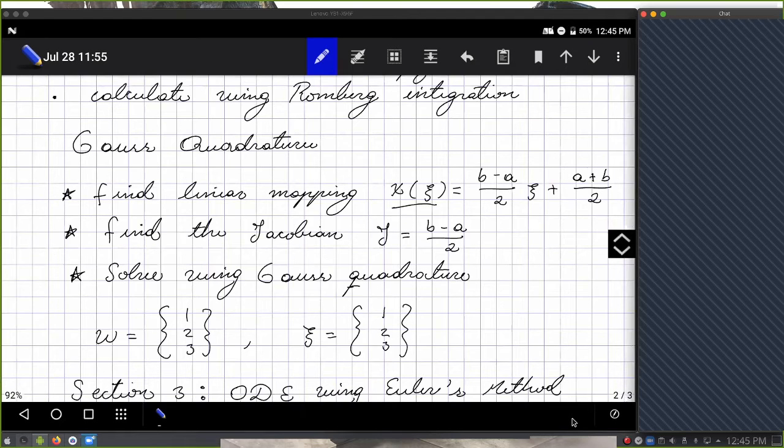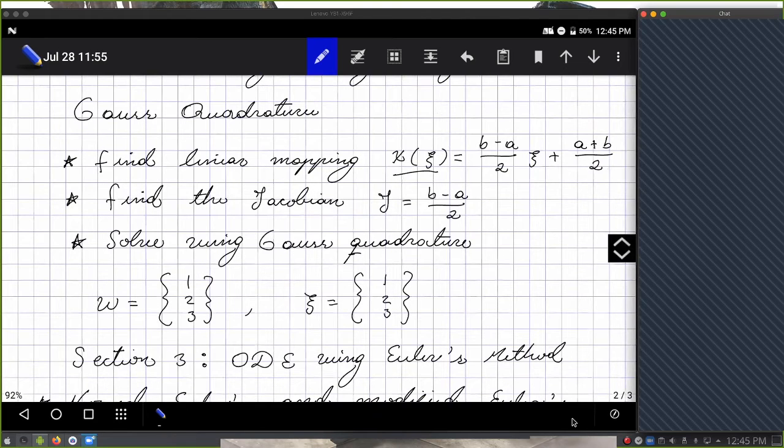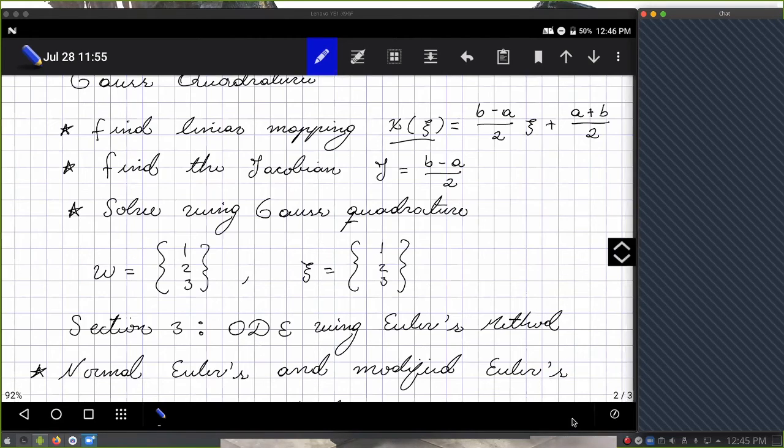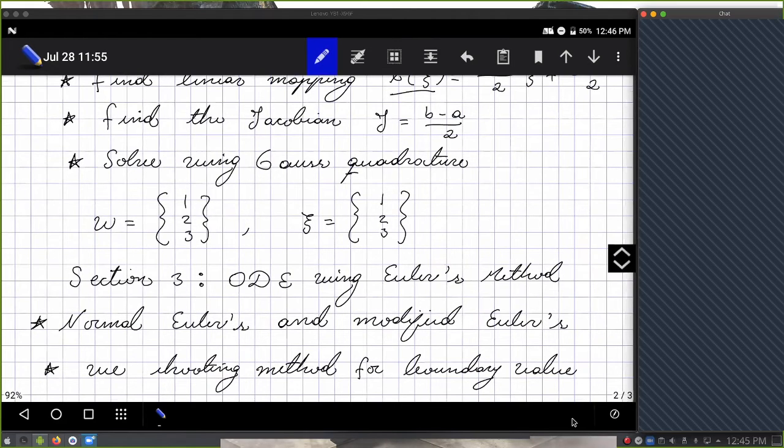And then the final part of section 2 has to do with Gauss quadrature. I've been telling you guys for a while to make sure you know how to do it by hand, and you have to know how to find the linear mapping, which I believe is the equation. If not, the equation should be provided in the formula sheet. You have to know how to find the Jacobian, and then how to actually solve for the Gauss quadrature. They will give you a set of weights and a set of psi values that you have to implement, and you have to carry out the process by hand.